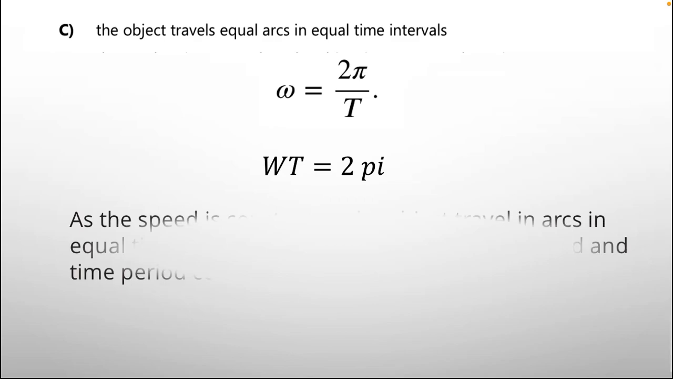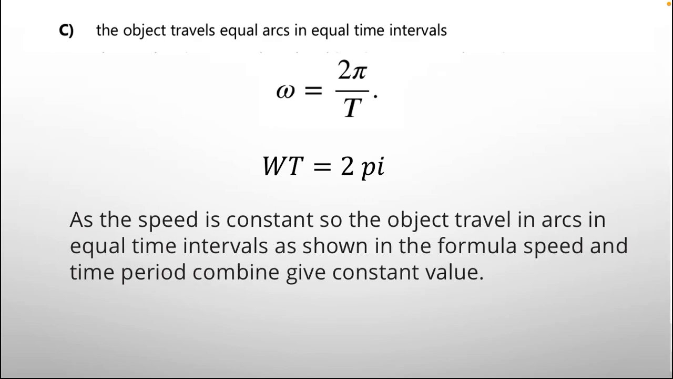Option C, the object travels equal arcs in equal time intervals. So the angular speed equals 2 pi over T, or we can also say that omega T equals 2 pi. As the speed is constant, the object travels equal arcs in equal time intervals, as shown in the formula. Angular speed and time period combined give a constant value, and 2 pi, which is 6.28, is constant. So this option is correct.